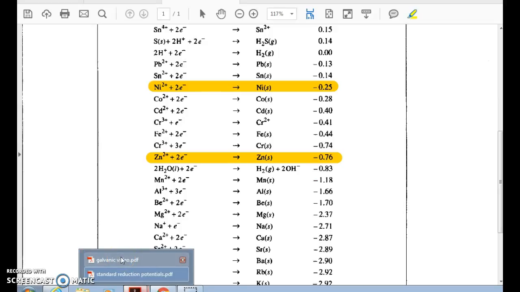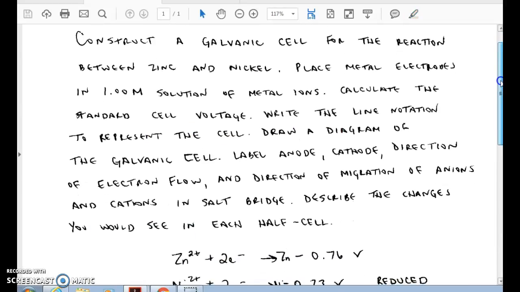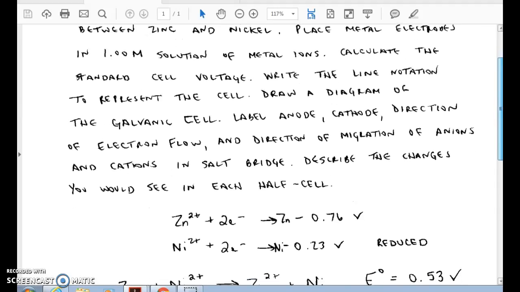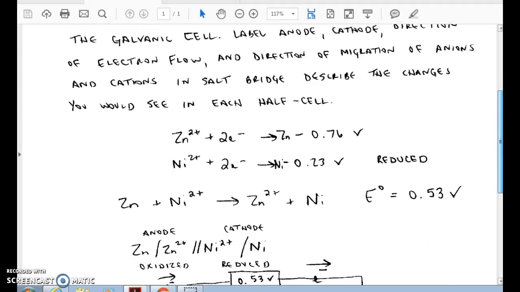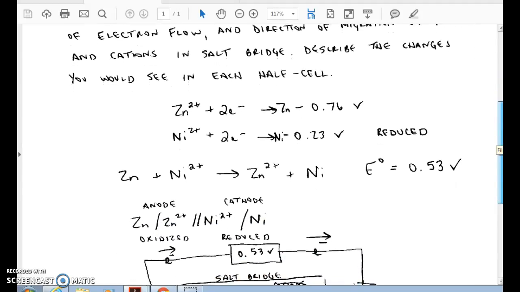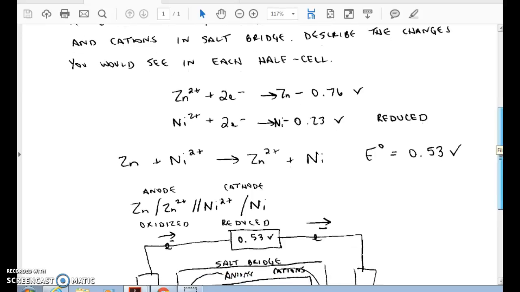So one thing I know about a galvanic cell is that the overall potential will be positive. And so the more negative one will be oxidized, while the more positive one is going to stay in the reduction direction. So in this case, the nickel is going to stay in the reduction direction, while the zinc is going to be oxidized.